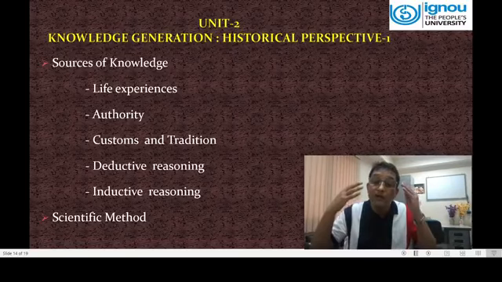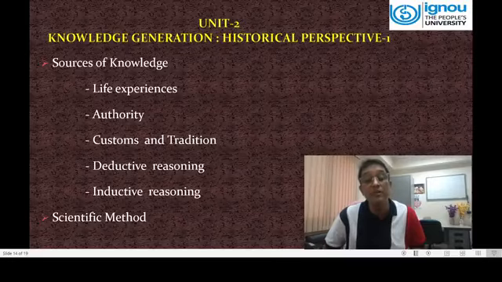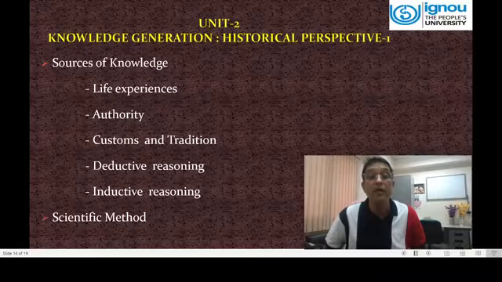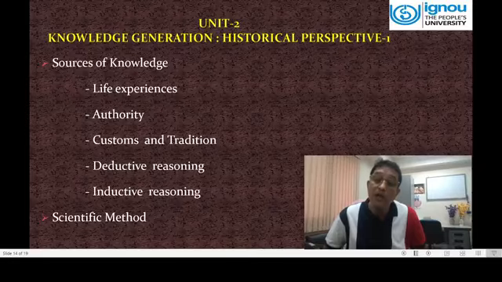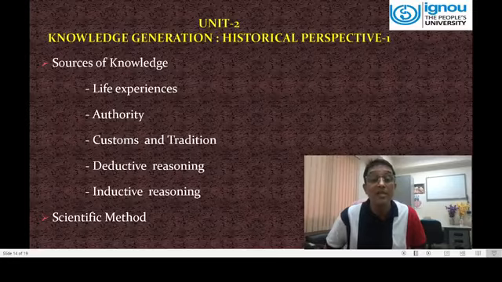So our analytical skill, our reasoning, it may be inductively or it may be deductively, we employ both inductive and deductive reasoning for understanding knowledge, at the same time for expressing it also, for accepting the things also. So that's why these are the certain sources that are being discussed in this unit.